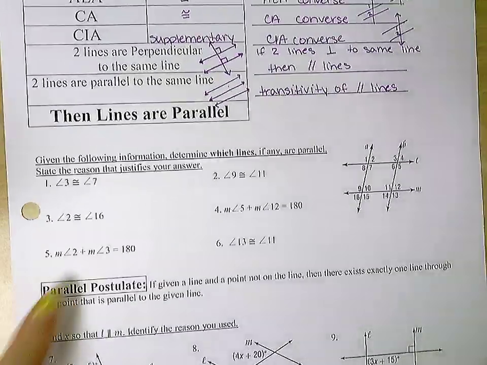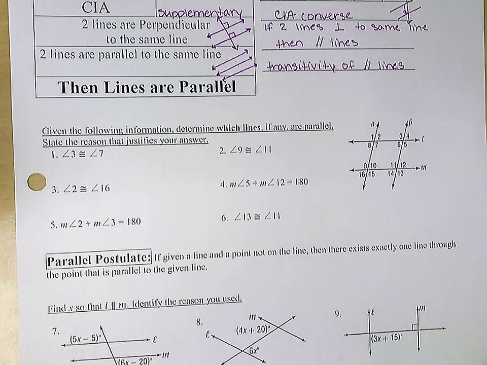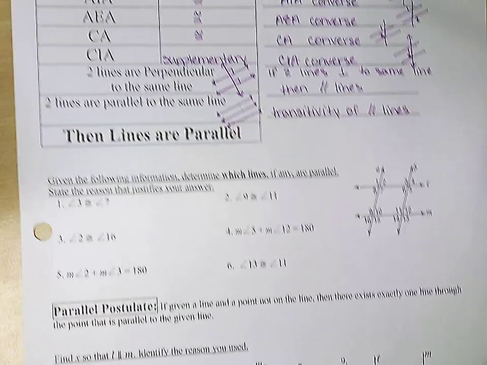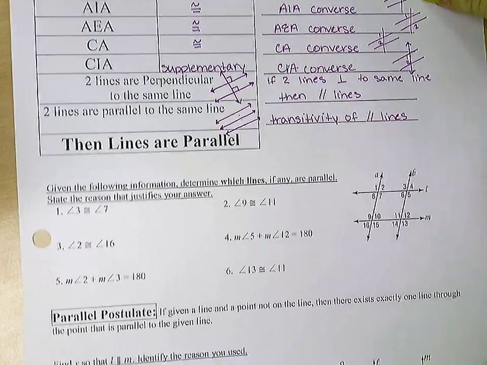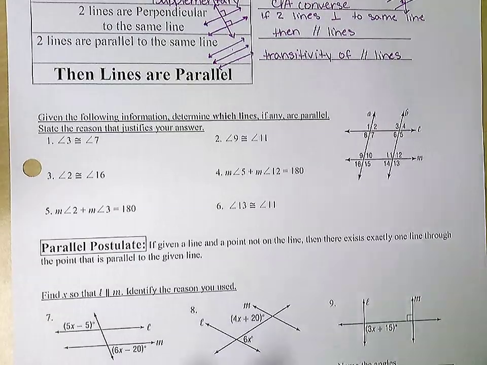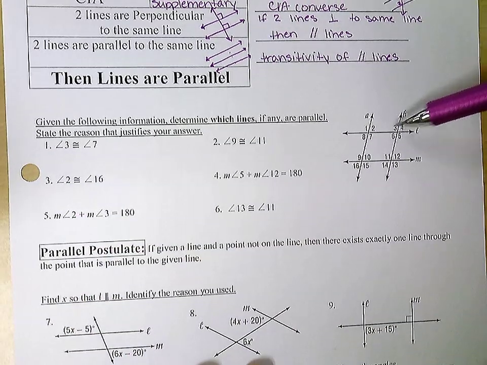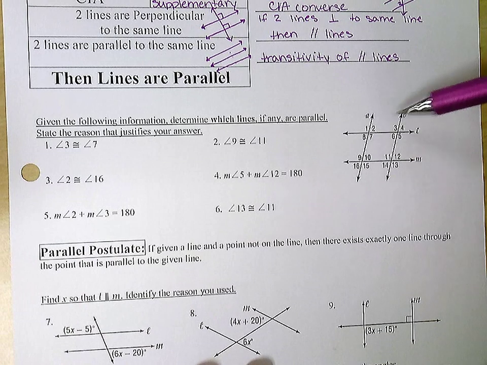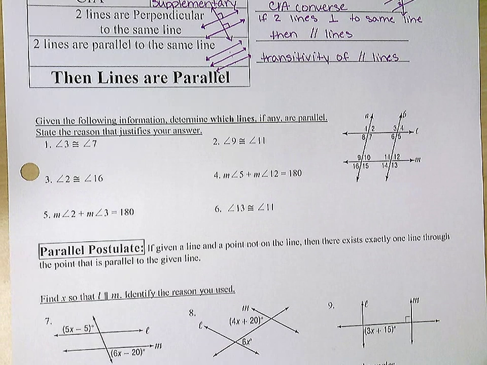So in this first set of examples here, we have given the following information. Determine which lines, if any, are parallel, and then state the reason that justifies your answer. So your reason is what we just wrote on the right-hand side up here. Okay, these would be your reasons. So if I am given in number 1 that angle 3 is congruent to angle 7. Okay, so these two angles are congruent. I have to state which lines then would be parallel.